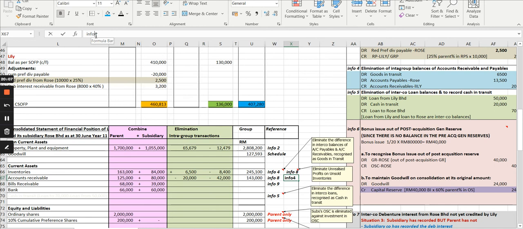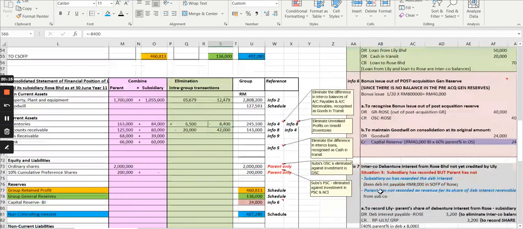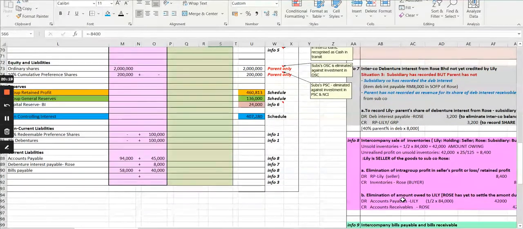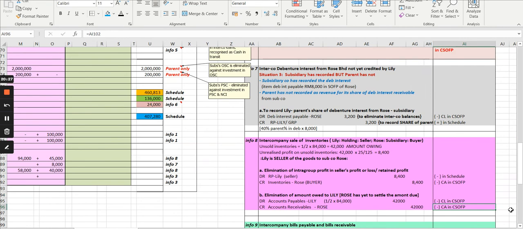Information 8 and information 4. All right, now. Information 8 is the adjustment where you eliminate the intra-group balance that is still owing, which is this one here. You can see here, I think. Okay, it is 42.